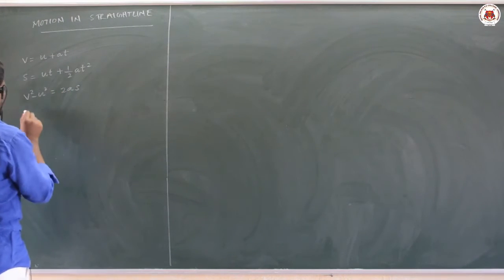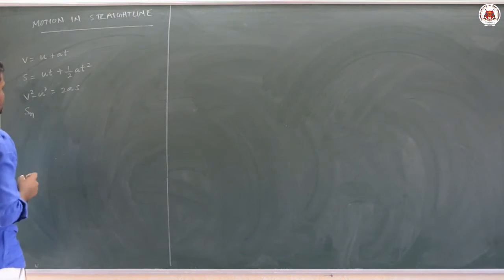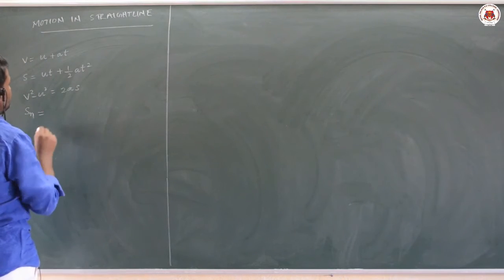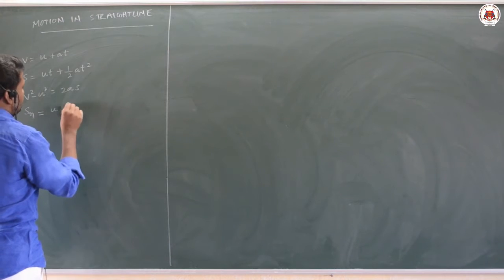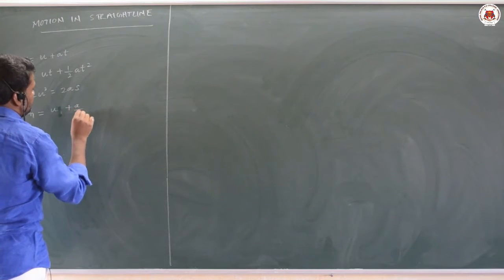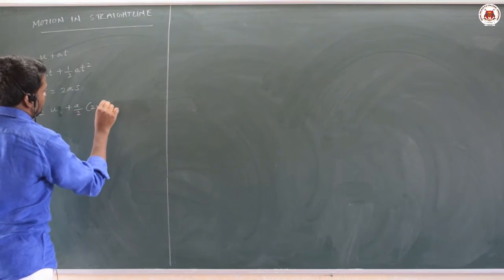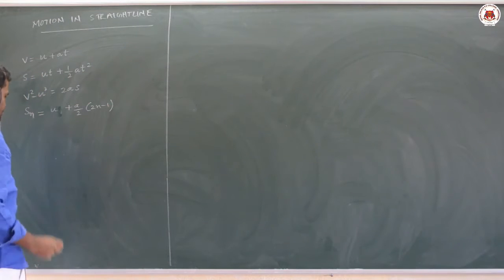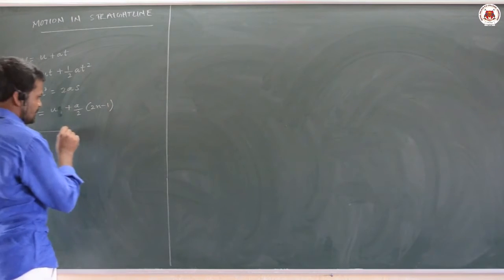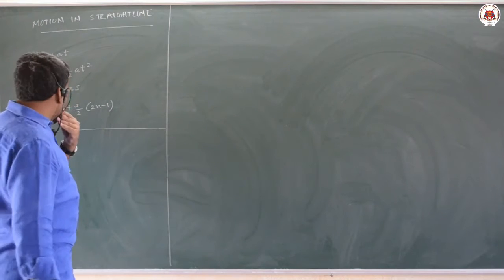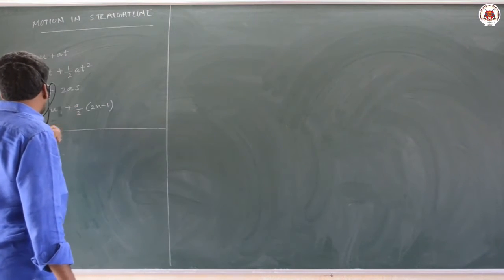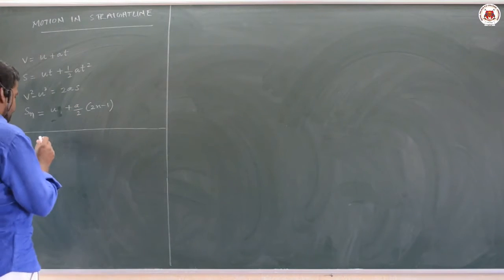And distance travelled, displacement in nth second, Sn is equal to u plus a by 2 into 2n minus 1, where n is the number of seconds. So, these are the equations you have to remember in motion in a straight line, and we should know the concept of average velocity.